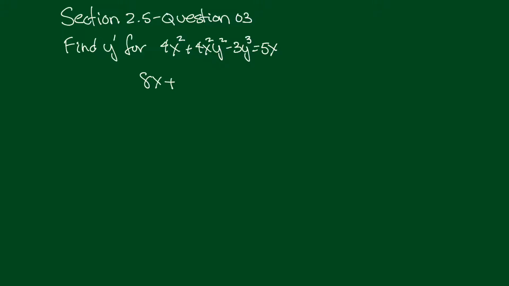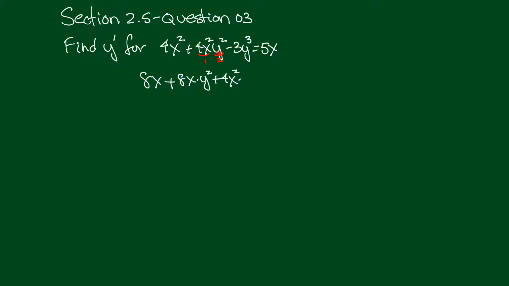So I'm going to use this right here as the first. This is the second. So I'm going to take the derivative of the first, which is going to be an 8x times the second, y squared, plus the first, 4x squared, times the derivative of the second.